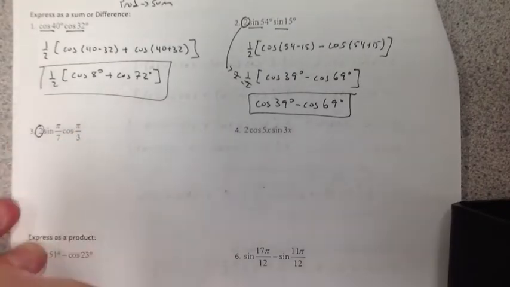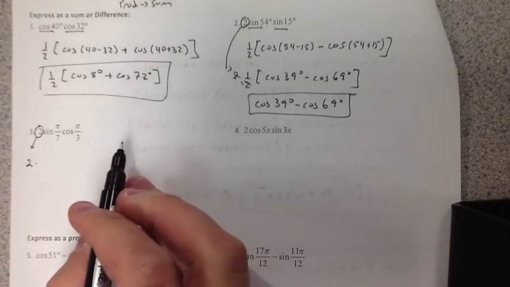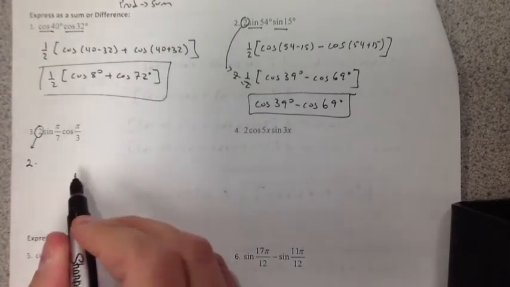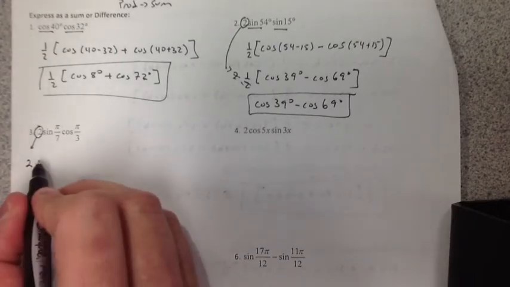So again, the 2 means nothing. If you want to, you can write it off to the side. Go 2 times something. This is sine cosine. So be careful with sine cosine, which means it's going to be sine, sine, and a plus. You'll see in a second.